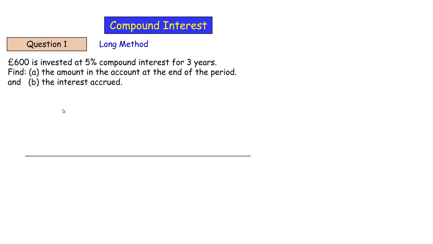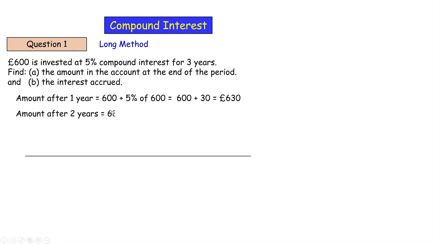Good. So we got that £600. At the end of the first year, we have to find 5% of 600 and add it on to the 600. So after 1 year, we got £600 plus 5% of that. If we put 5 over 100 times 600, we get 30. So you get £630 at the end of the first year. You take that 630 and you reinvest it. So after 2 years, you get 630 plus 5% of that. When we work it out, we get 630 plus £31.50 to give us a total of £661.50.